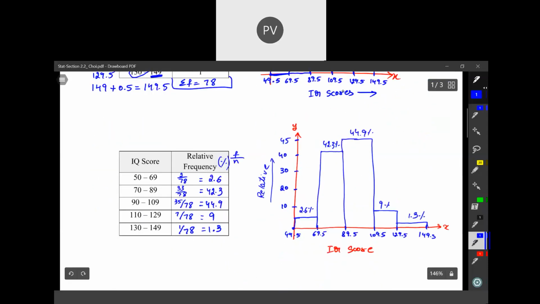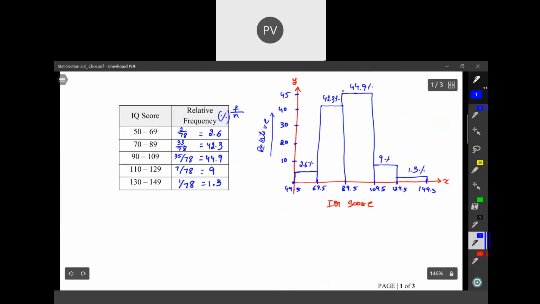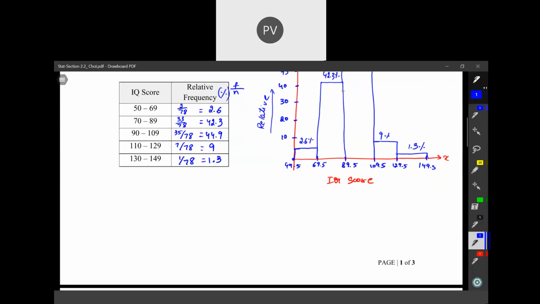Here there are classes, but you do not have actual frequencies, rather you have relative frequency. So what is this histogram called? This is called a relative frequency histogram.